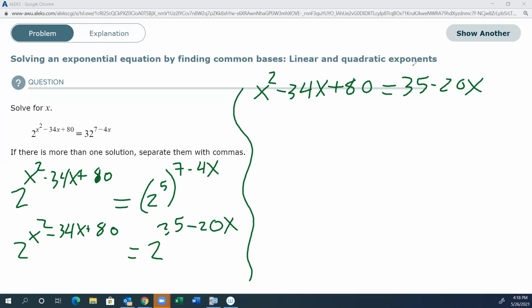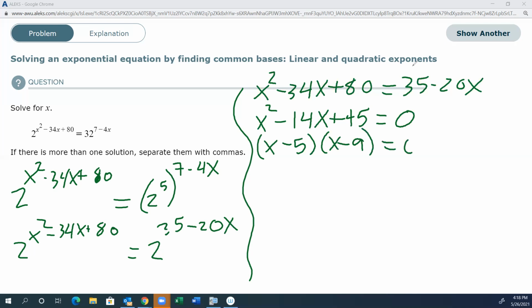We've got that. Then we can say, oh, yeah, I know how to solve these. Let's add 20x to both sides. Get that. And then I'll subtract 35 from both sides and get that, 45. And now I can run it through the quadratic formula, or completing the square, or this will factor actually. So I'll just do x minus 5, x minus 9. It's factored. I set each factor equal to 0, and I get 5 and 9 for my answers. And that's how it's done.